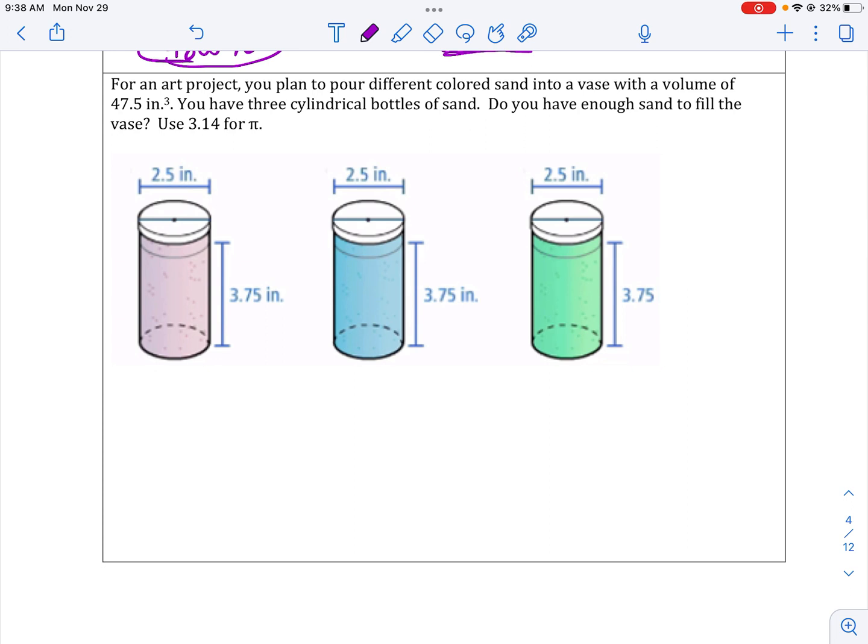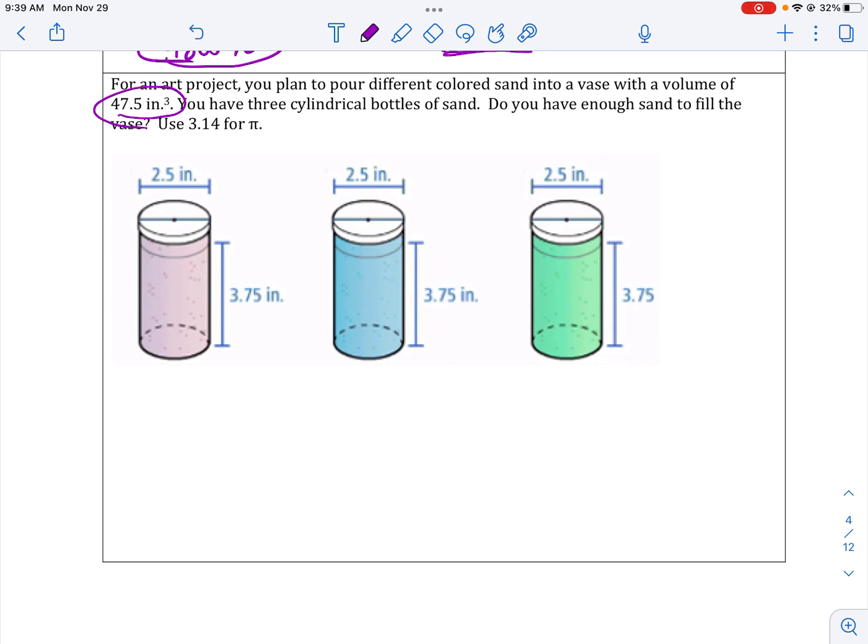For an art project, you plan to pour different colored sand into a vase with a volume of 47.5 inches cubed. You have 3 cylindrical bottles of sand. Do you have enough sand to fill the vase? So we have to find the volume. Good thing all the bottles are the same. So we only need to find the volume of 1 here and multiply it by 3.